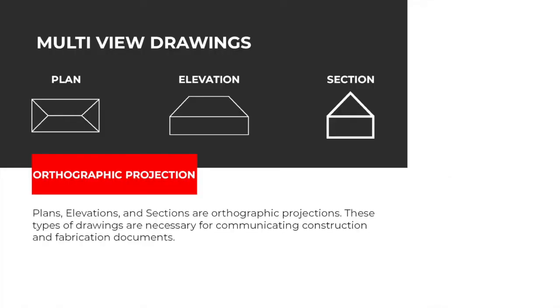Plan sections and elevations are orthographic projections that are necessary for communicating construction fabrication documents. The ability to measure a drawing in a construction set is critical for our fabrication team, our building team, to understand, to estimate and prepare the materials for construction. So we draw these things to scale so that they can be measured at scale and that they can be taken into the field and used to communicate with different members of the team.